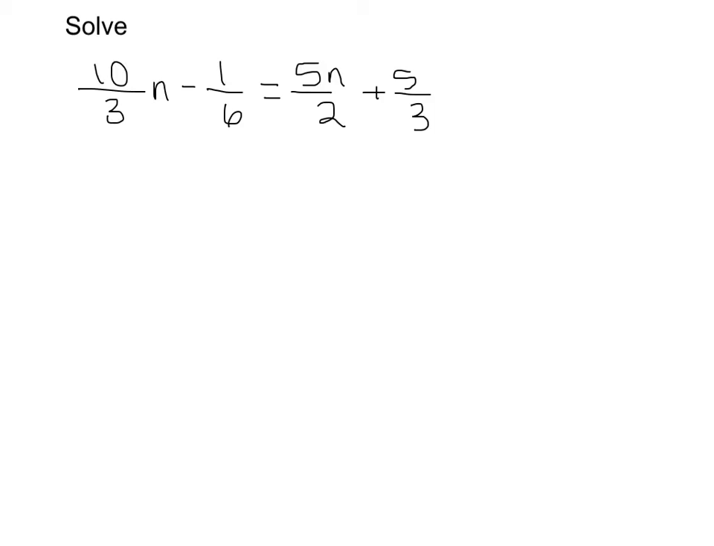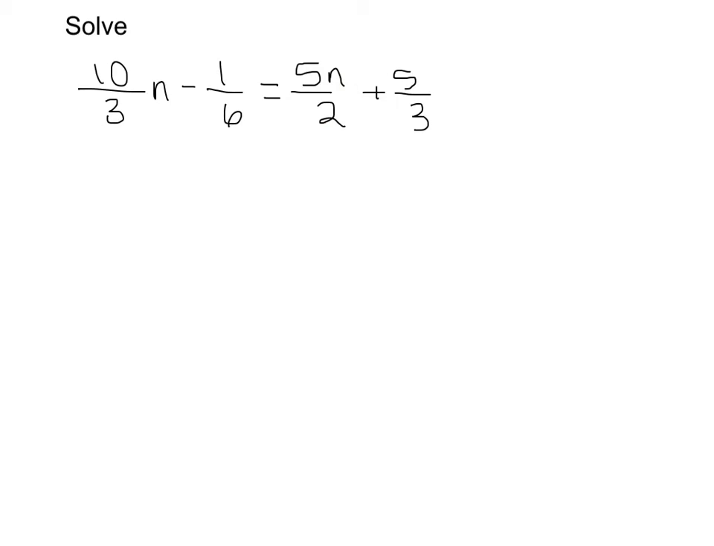Now, remember that even though this says 10 thirds n, I could write that as 10n over 3, or 10n divided by 3. And even though this says 5n divided by 2, or 5n over 2, I could write that as 5 halves n on the side. Those mean the same thing.